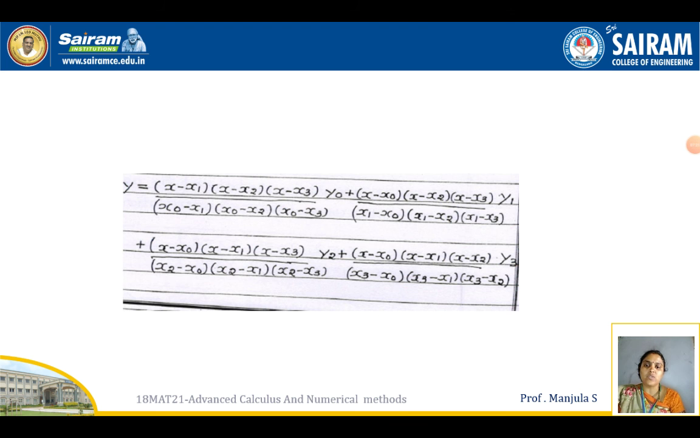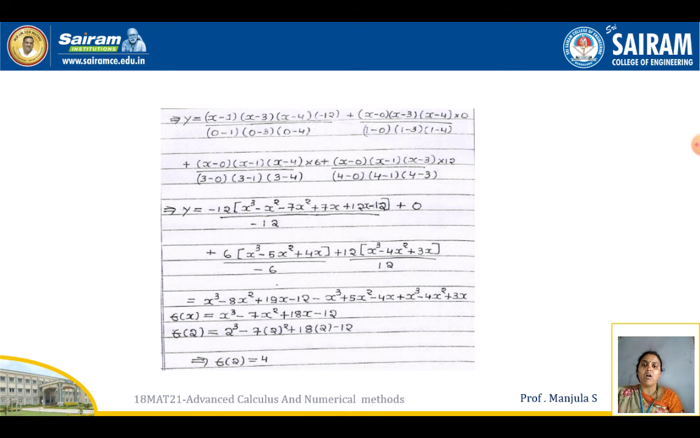So y equals x minus x1, x minus x2, x minus x3 divided by x0 minus x1, x0 minus x2, x0 minus x3, that into y0. Similarly we should write the second, third and also fourth term formula. After writing the formula, all values of x0, x1, x2, x3 and corresponding y0, y1, y2, y3 are given. You just substitute all the values. Here don't substitute any value for x because we have to find the polynomial.